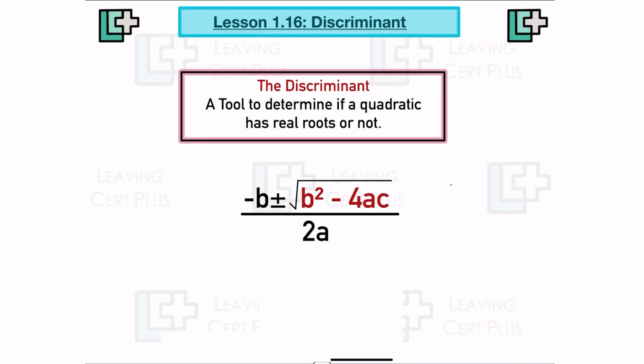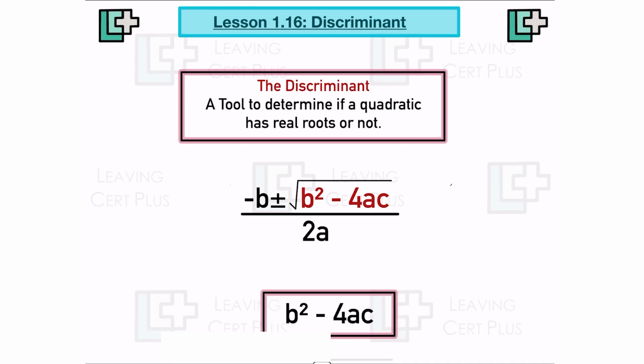This is lesson 1.16. We're looking at the discriminant. So the minus b formula, or the quadratic formula, is shown in the center of the screen here. You've seen this a couple of lessons ago, and this was used to find the roots of a quadratic equation. We're going to take the b squared minus 4ac out of that, and that's going to be known as our discriminant.